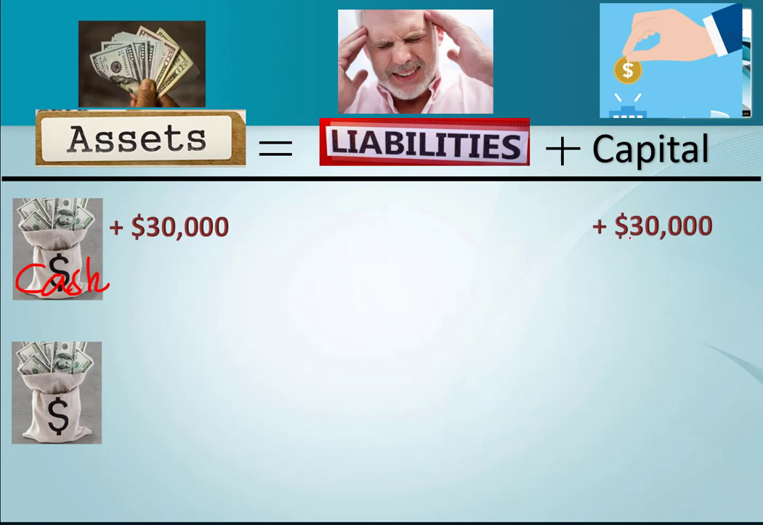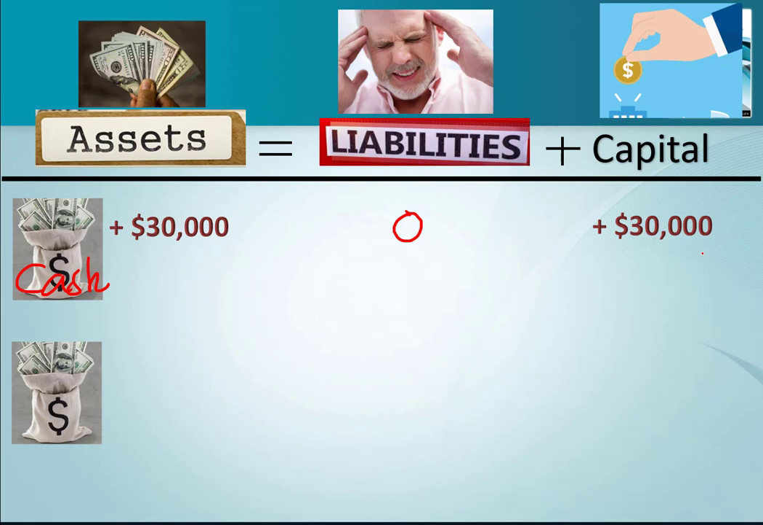So the capital also increased by 30,000. Is there any liability? No. So this 30,000 comes from the owner of the business, comes from you. So assets increased by 30,000 and the capital also increased by 30,000. Okay, so assets is equal to liabilities plus capital.